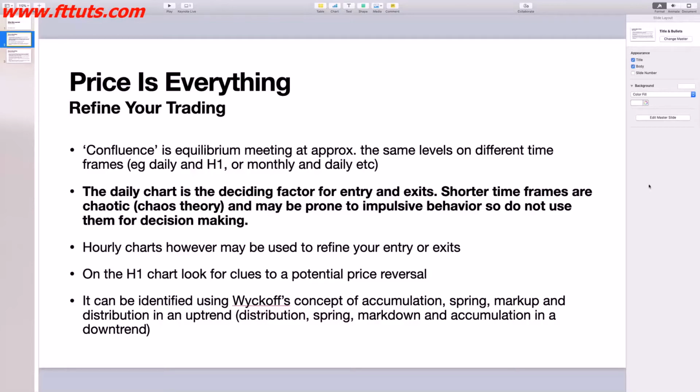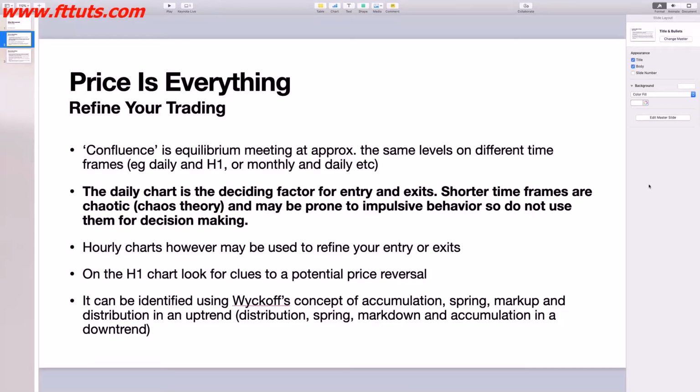Shorter time frames are chaotic. Prices are chaotic. They're based on chaos theory. As we mentioned earlier, prices on a lot of different time frames are self-similar, which means that they are a fractal. And you might be prone to impulsive behavior on shorter time frames because you see prices moving sometimes very, very quickly, and you want to jump into a position, and that's the wrong thing to do.